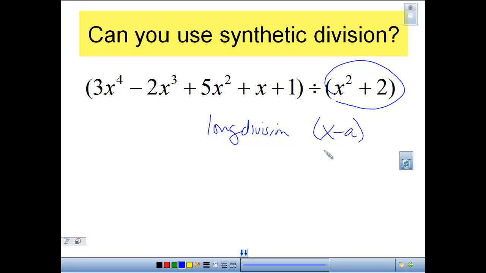So remember, that has to be in that form x minus a or x minus c, whatever you want to call it, x minus some quantity here. And this has to be just a linear term.